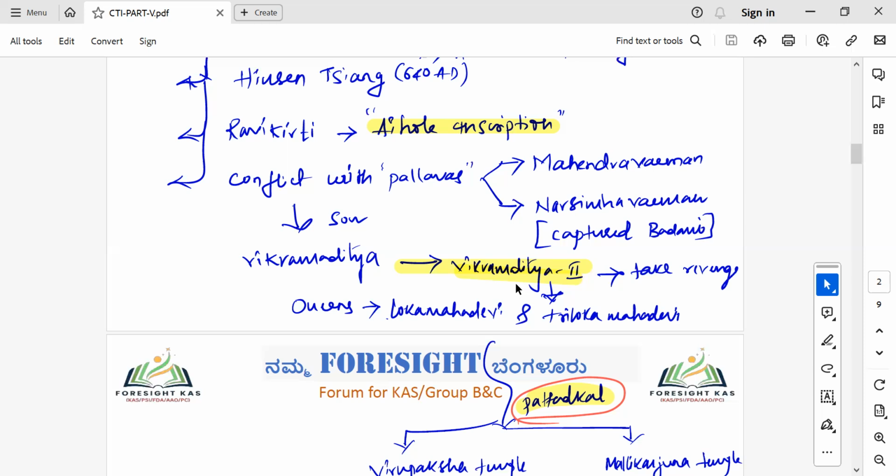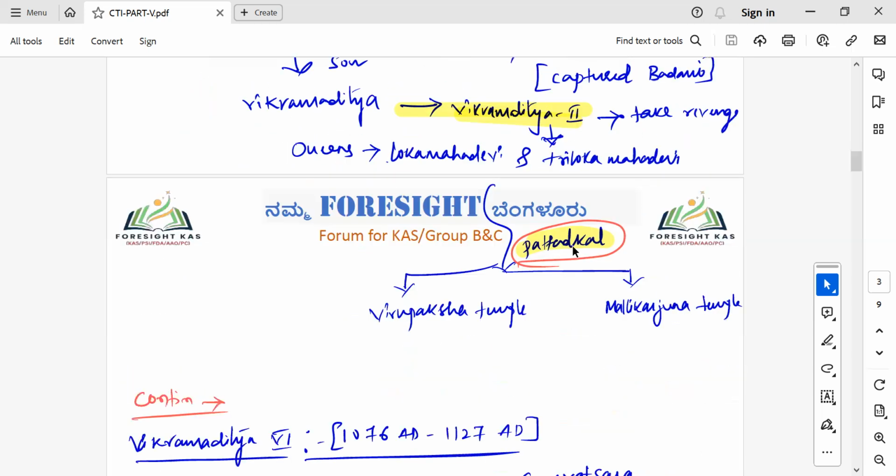And then comes one more important king, Vikramaditya II. He took revenge against the Pallavas, and to commemorate this victory in Karnataka, two of his queens, Loka Mahadevi and Triloka Mahadevi, constructed two temples at Pattadkal. There was a huge celebration, and he was welcomed as a heroic personality. So these things are quite important. Remember, the two temples constructed at Pattadkal are the Virupaksha temple and the Mallikarjuna temple.